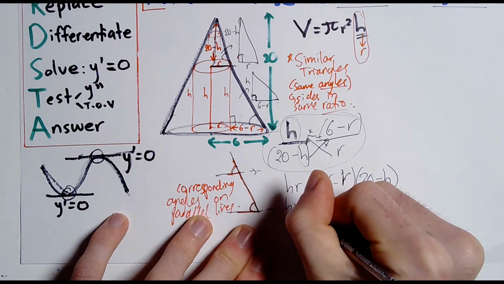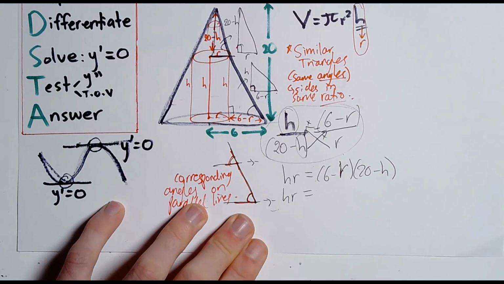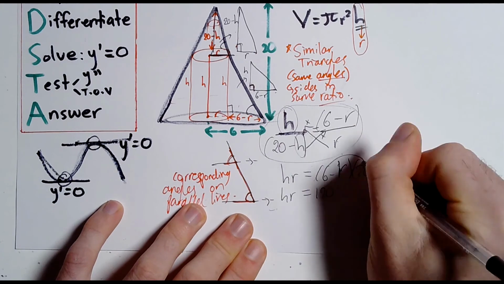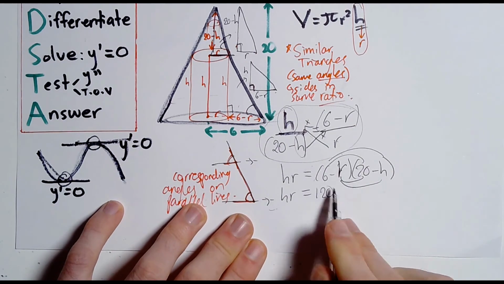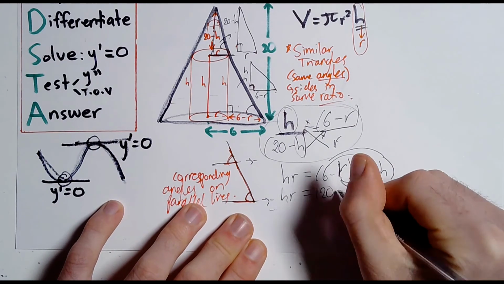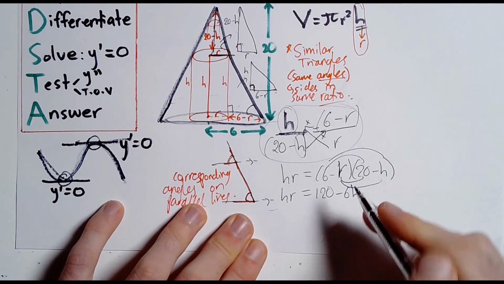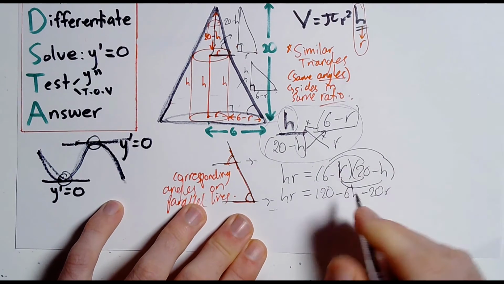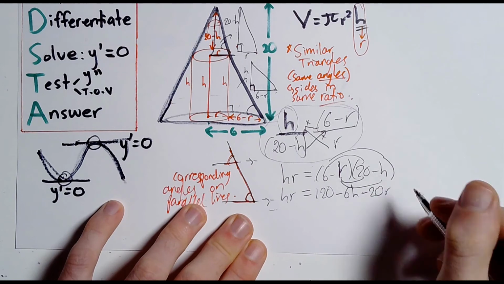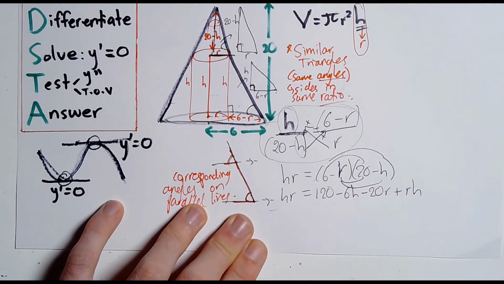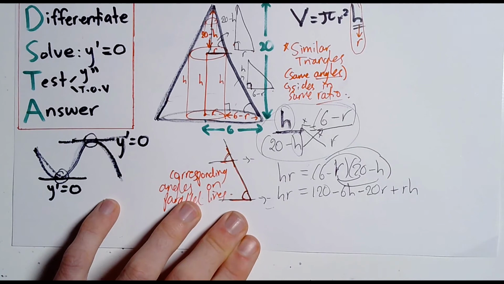Now we want to expand those brackets. 6 times 20 is 120. I'm just doing this, going fishing, as they say. 6 times minus h is negative 6h. Negative r times 20 is minus 20r. And negative r times negative h is positive rh. We now want to simplify that.